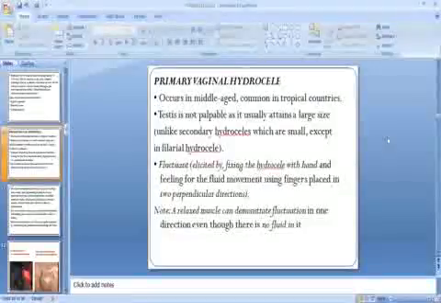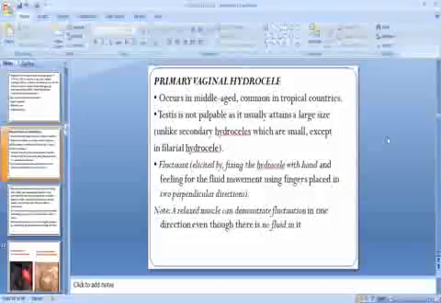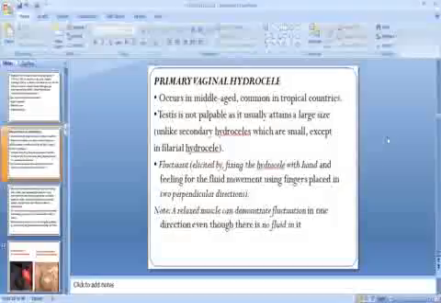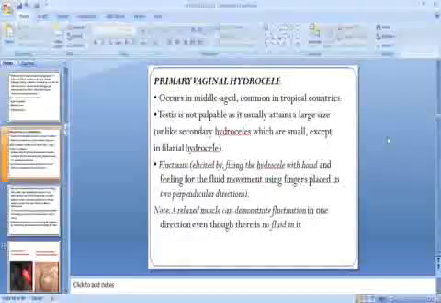Primary occurs in middle age and is common in tropical countries. It is not tense as it usually attains a large size, unlike secondary hydroceles which are small. Fluctuation can be elicited by the hydrocele. Relaxed muscles can demonstrate fluctuation in the vertical direction.